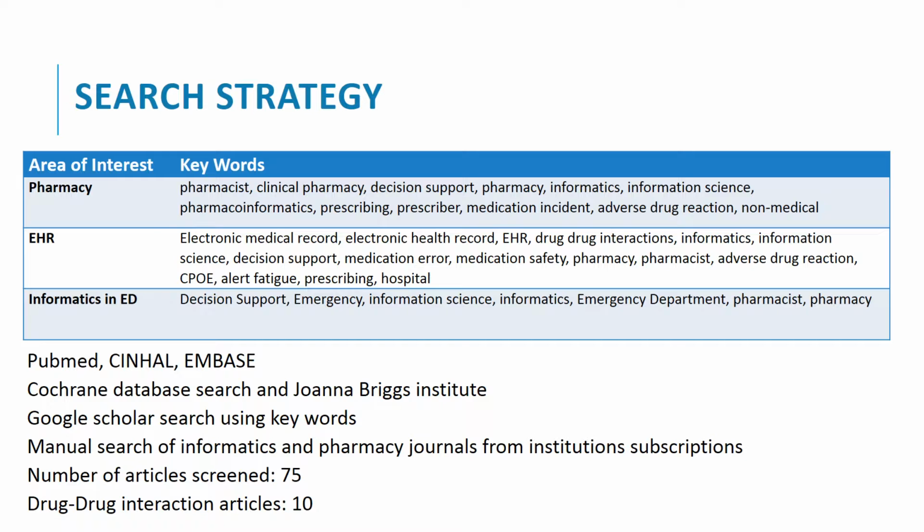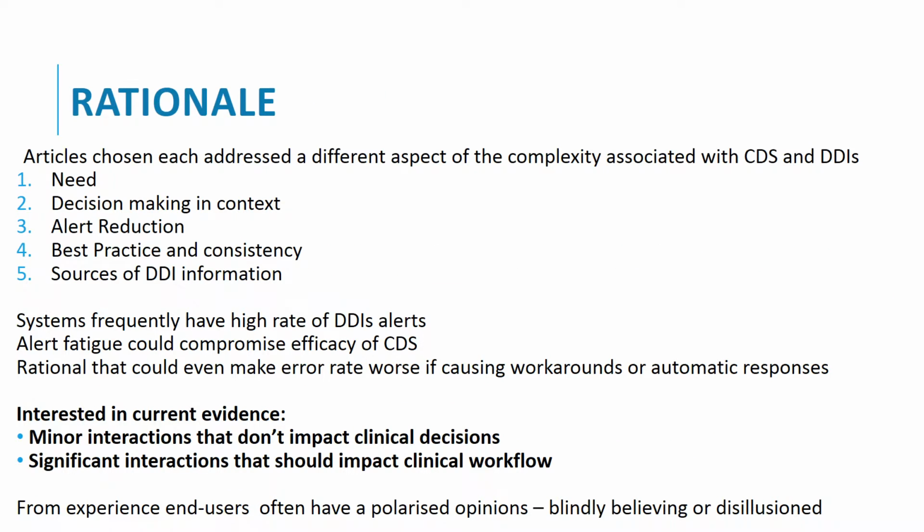So I screened quite loosely up to 75 articles and then drilled it down to drug-drug interaction articles, which were 10 articles that I looked at to then pick out the 5 I've used to present today. The articles that I've chosen each address a different aspect of the complexity associated with clinical decision support and drug-drug interactions. Specifically, Article 1 addresses the fact that we need clinical decision support from clinicians' perspectives. 2, that decision-making occurs in clinical context. 3, addresses an alert reduction strategy. 4 is around best practice and the importance of consistency. And 5 talks about the sources of drug-drug information and the inconsistency associated with some of the evidence.